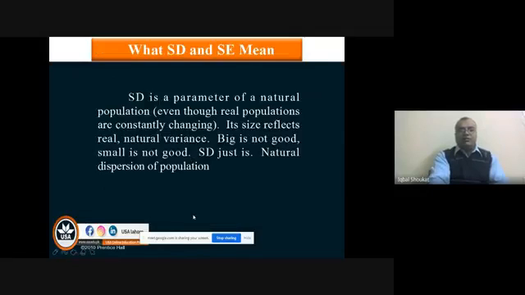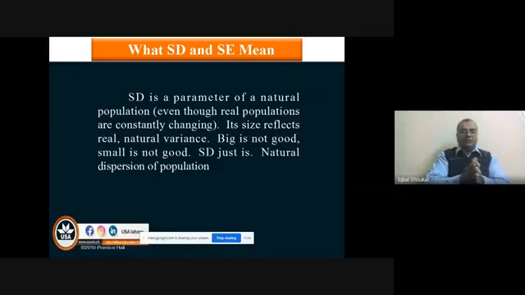So what do standard deviation and standard error mean? A standard deviation is the parameter of a natural population. Even though real populations are constantly changing, its size reflects real natural variance. Big is not good. What does it mean? If the value of the standard deviation is more, that means there is more variation, more scatteredness in the data. So our data reliability would be lesser.